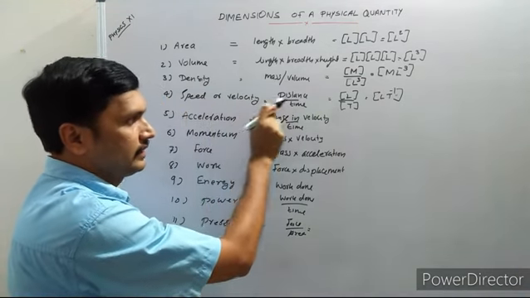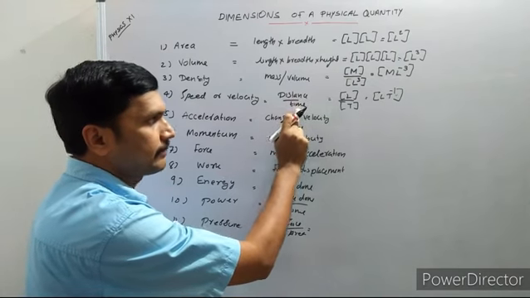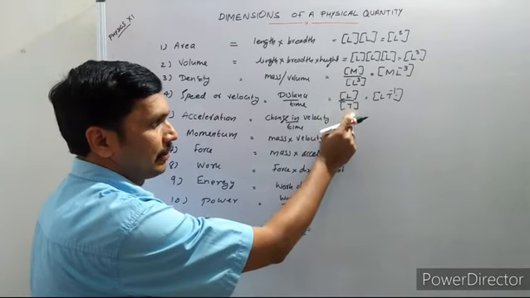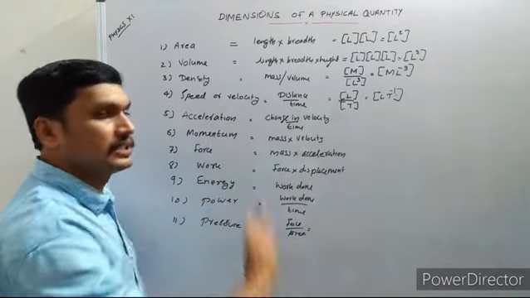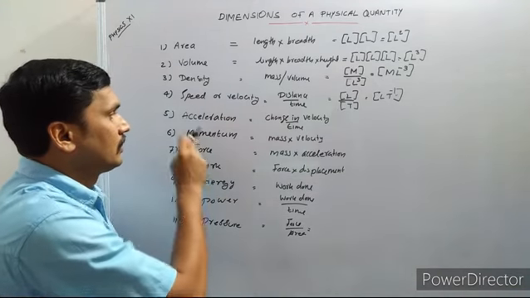If it is velocity, again it is displacement by time. But displacement is also a length measurement. So L by T only, L T raised to minus 1. The speed and velocity have the same dimension, L T raised to minus 1.